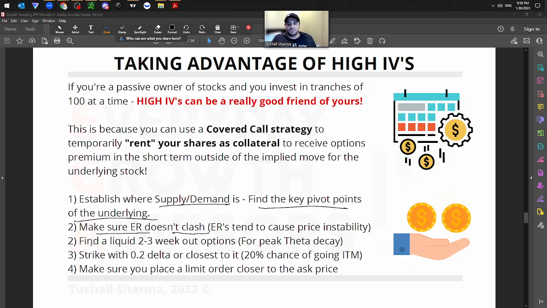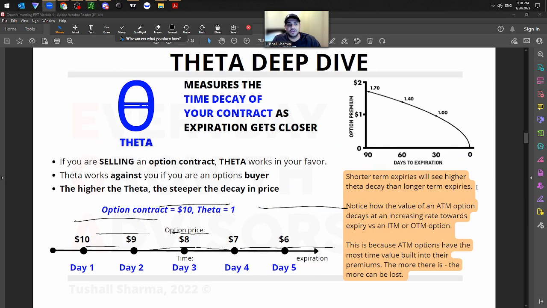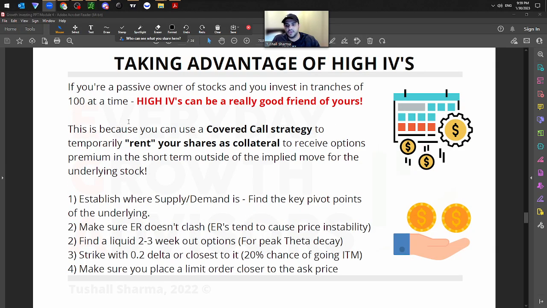So what we will do is we'll find a liquid 2 to 3 week out option for peak theta decay, right? Remember the curve I showed you on theta. Where was the peak decay? The peak decay was in the last week, right? Look, the last week. You remember this. The last week here is the peak theta decay, right? So we'll find a 2 to 3 week out option that will give us that peak theta decay.